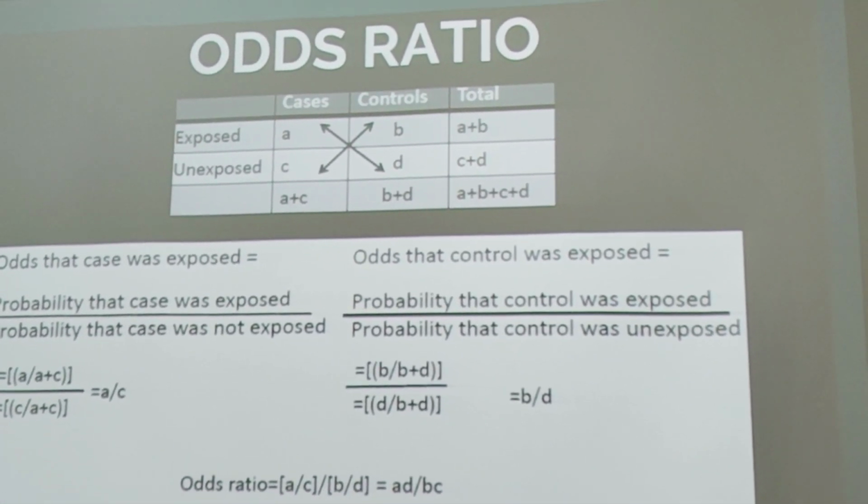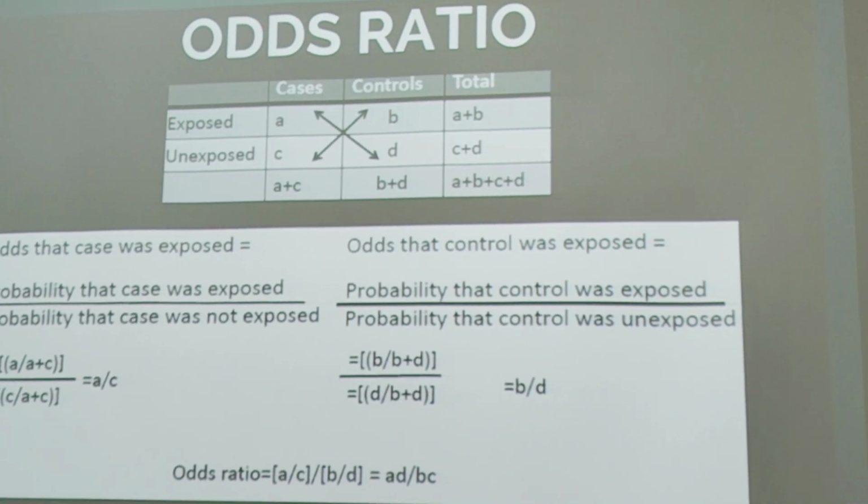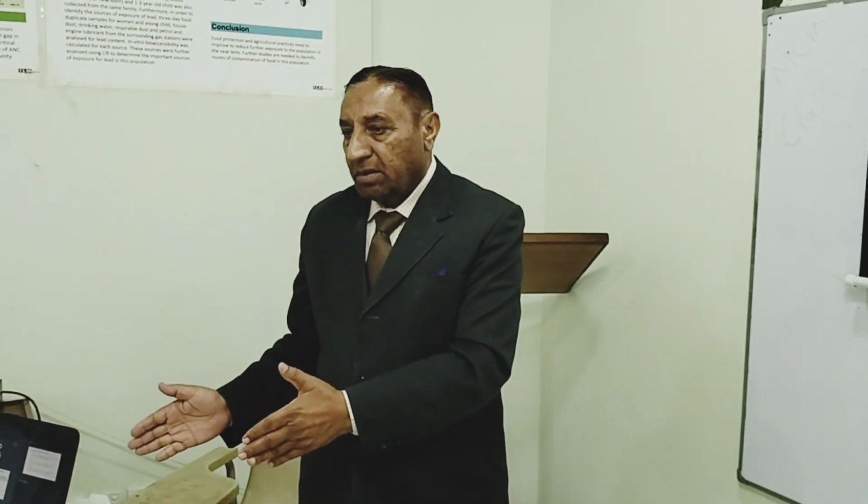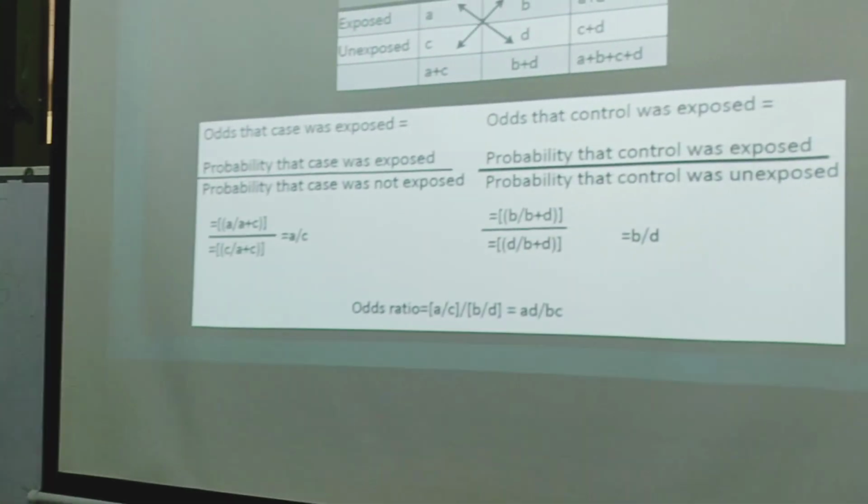Odds means chances of developing disease. If it is 1, then there is the same chance between case and control, or it will be equal. But if it is more than 1, that means that the chances of the disease are more as compared to the control. This is the formula. Next, please.